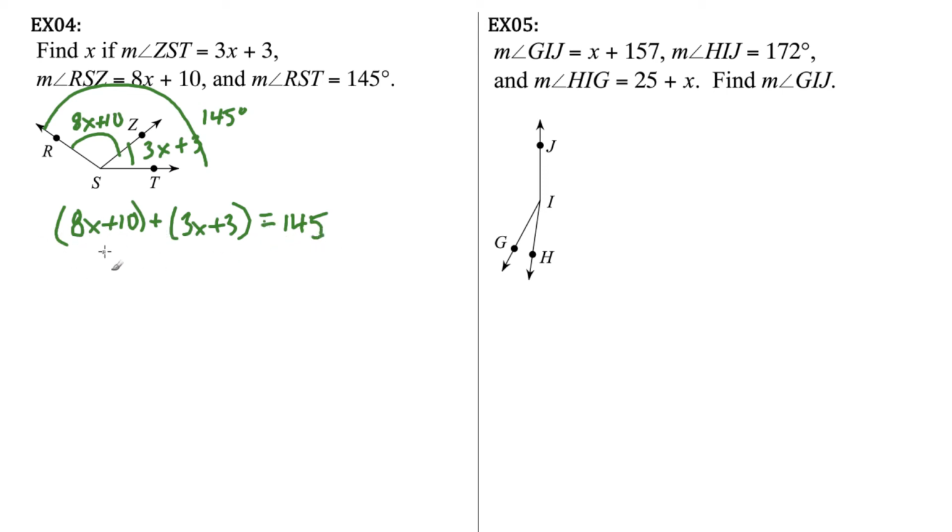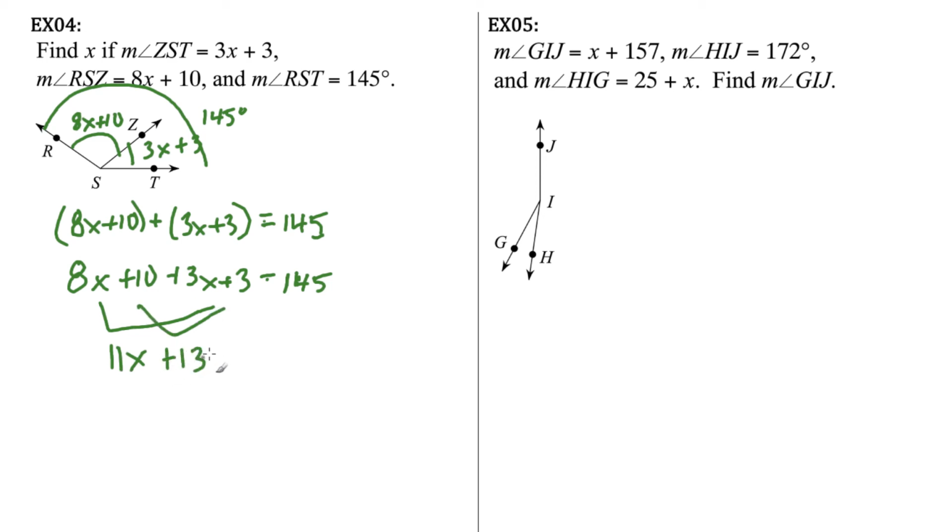Remember, these aren't going to make a difference because we're not subtracting. 8x plus 10 plus 3x plus 3 equals 145. And of course you have to start combining like terms. 11x plus 13 equals 145. And then you just keep going. I know you can figure it out. x equals. So in this one it says we want to know the measure of GIJ.